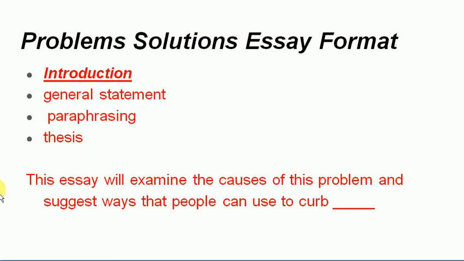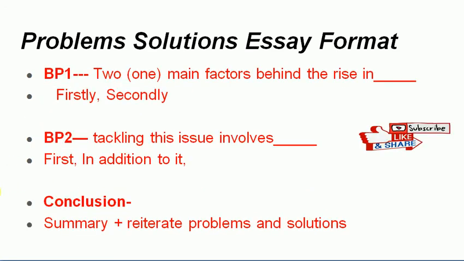After doing this much, you have to go to body paragraph 1. When we are writing a problem solution essay, the first body paragraph will obviously consist of the problems. So you can start this body paragraph by writing a phrase like: 2 main factors behind the rise in this problem. Or if you are writing only one problem, you can write: the main factor behind the rise in this particular problem.